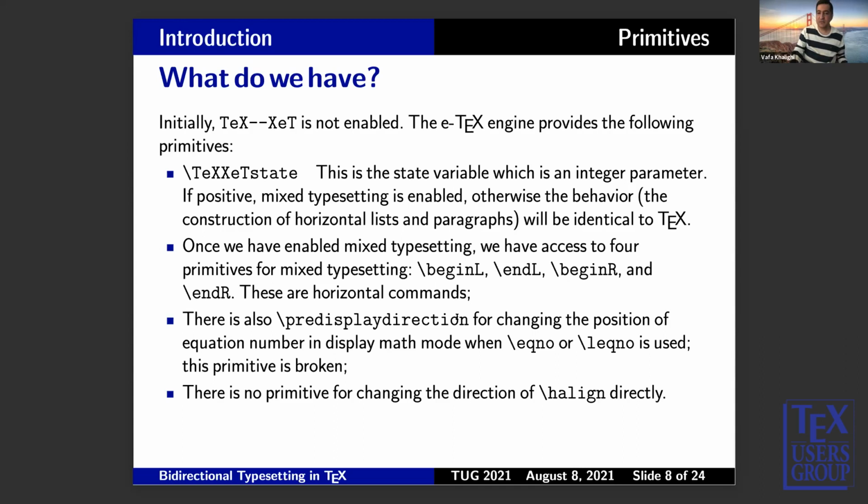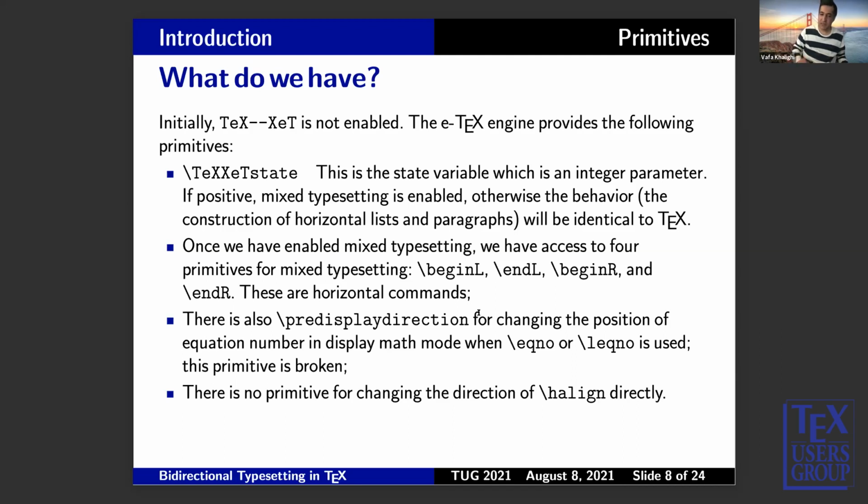There's also predisplaydirection, which allows you to change the position of the equation numbers using the primitives eqno and leqno, but this primitive is actually broken in right-to-left mode. What I mean by broken is that if you use predisplaydirection in right-to-left mode, the spacing before a display math and the spacing after the display math is uneven. So sometimes it's less, sometimes it's bigger than what it needs to be.